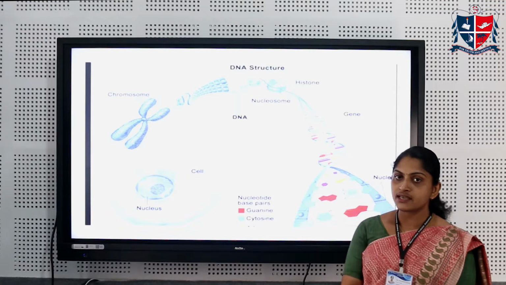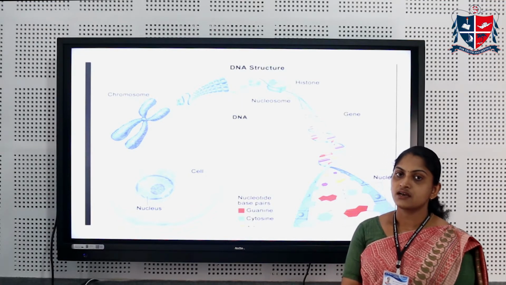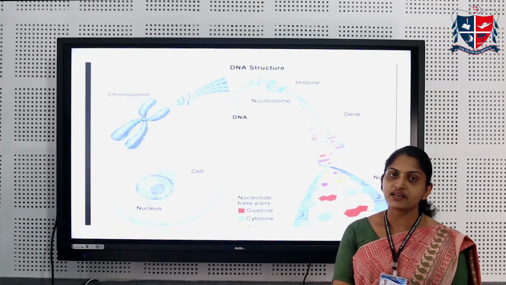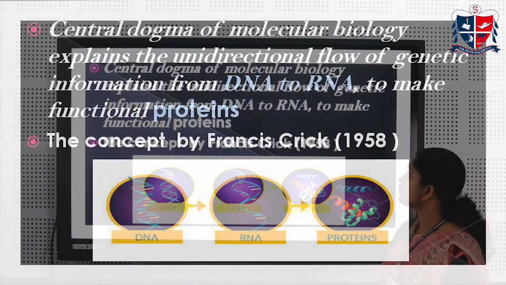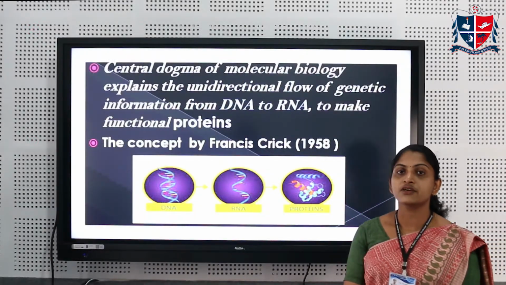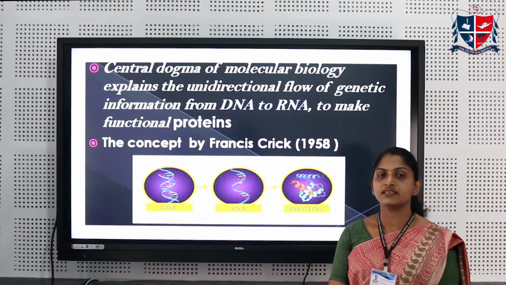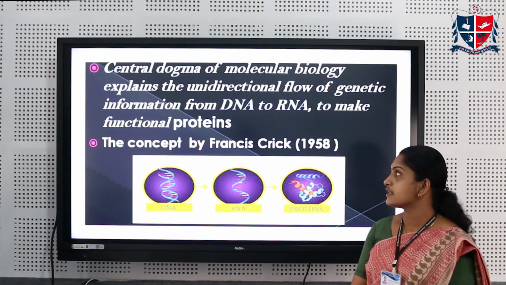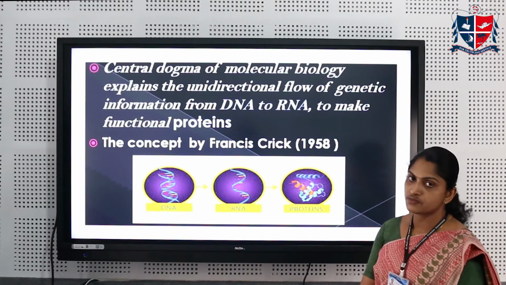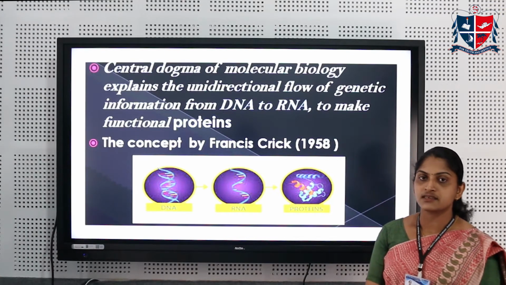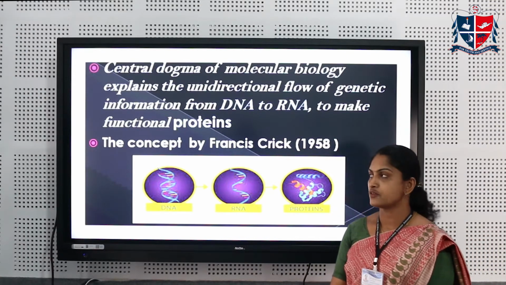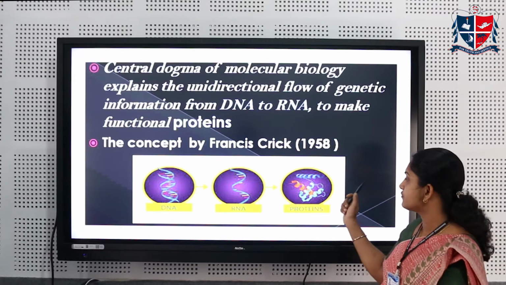And DNA is present in the nucleus, in a compact form in the form of chromosomes. And the central dogma of molecular biology explains a unidirectional flow of genetic information from DNA to RNA, and from there to the formation of functional proteins. This concept of central dogma was put forward by Francis Crick in 1958.